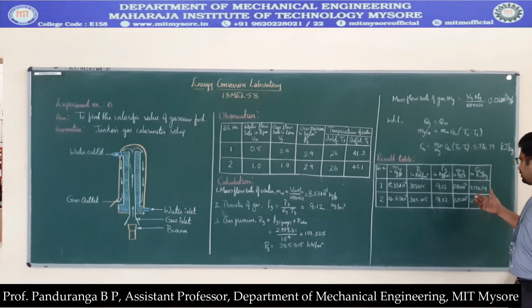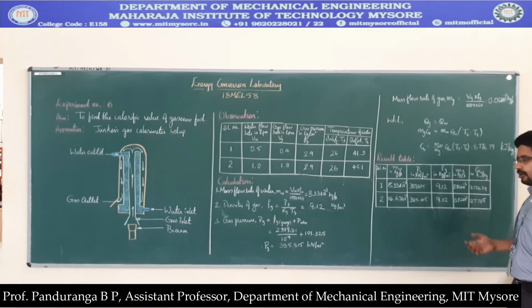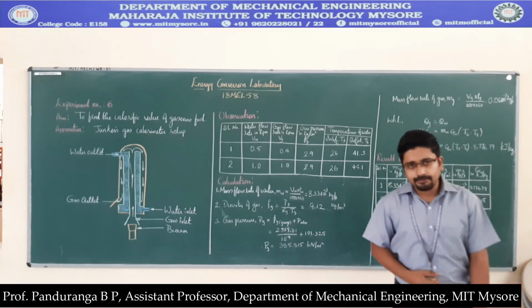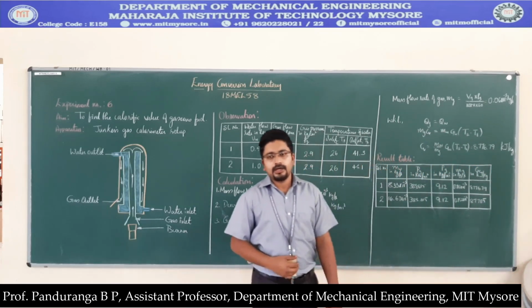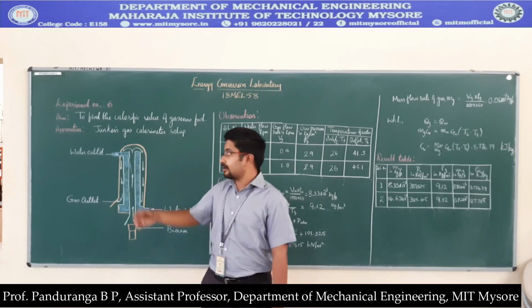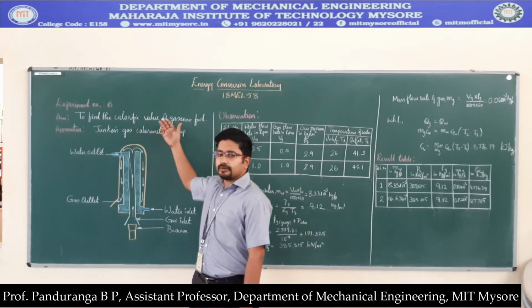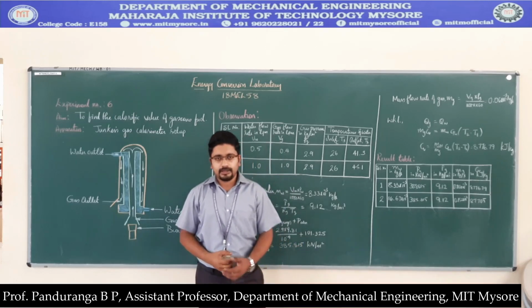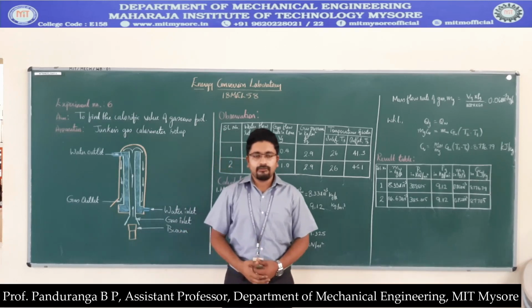And the calorific value is, again, for the first trial it is 8776.79, and for the second trial it was 8770.5 kilojoule per kg. So this completes the conduction of the Junker's calorimeter experiment, where we have calculated the calorific value of the LPG, industrial LPG, in this experiment. Now let us go through the Viva questions.